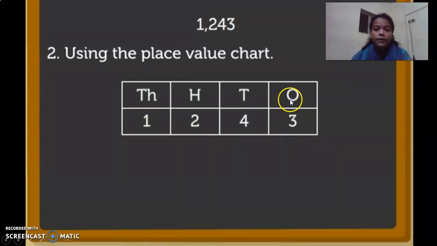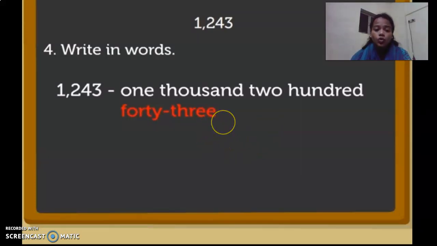That is Th, H, T, and O: thousands, hundreds, tens and ones. Th is a short form used for the thousand. So, 1243. The third method is writing this number in words. Okay, so let's start reading this number. 1243. You can repeat after me. 1243. Very good. Yes, children.